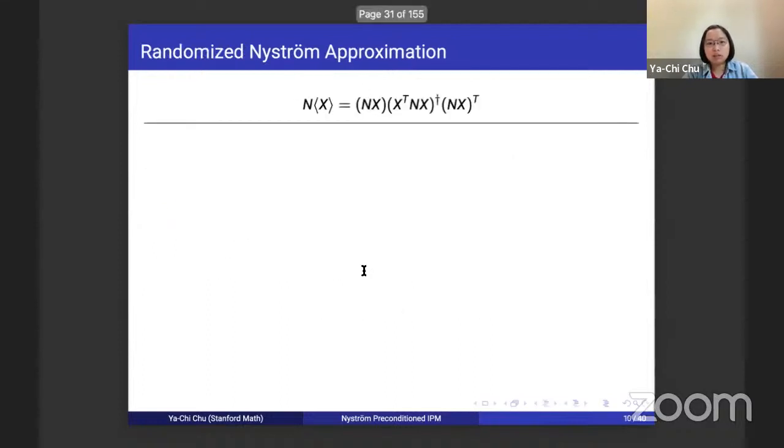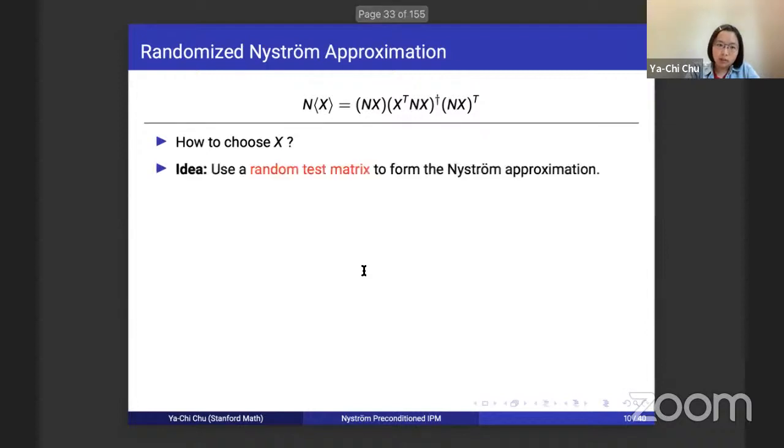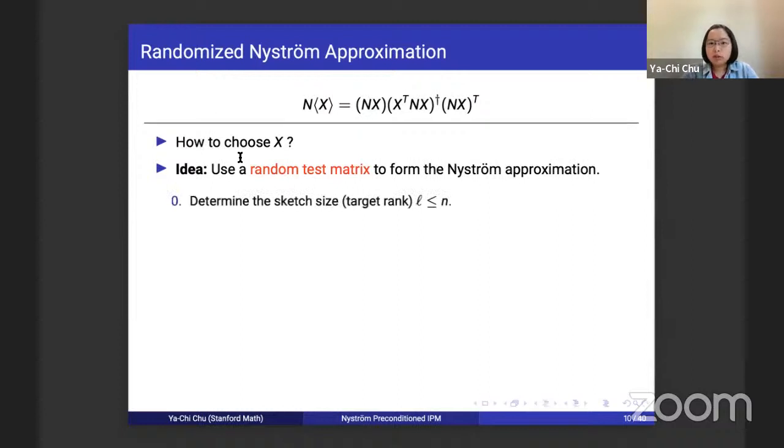The question is, how can we choose X? This is where the randomization comes in. Until now, we don't have any randomization here, and the randomization comes in through X. The idea is we take X to be a random test matrix, to form what is known as the randomized Nystrom approximation. So we need to determine the sketch size or the target rank L, which is the number of columns of X.